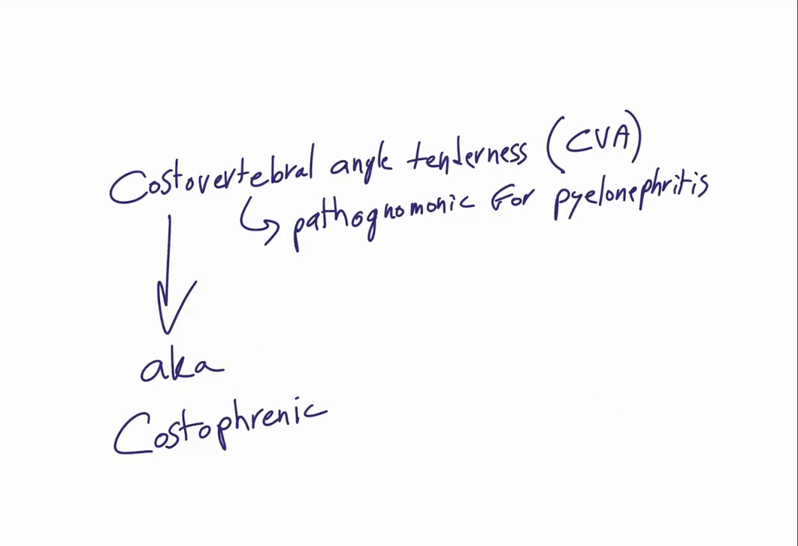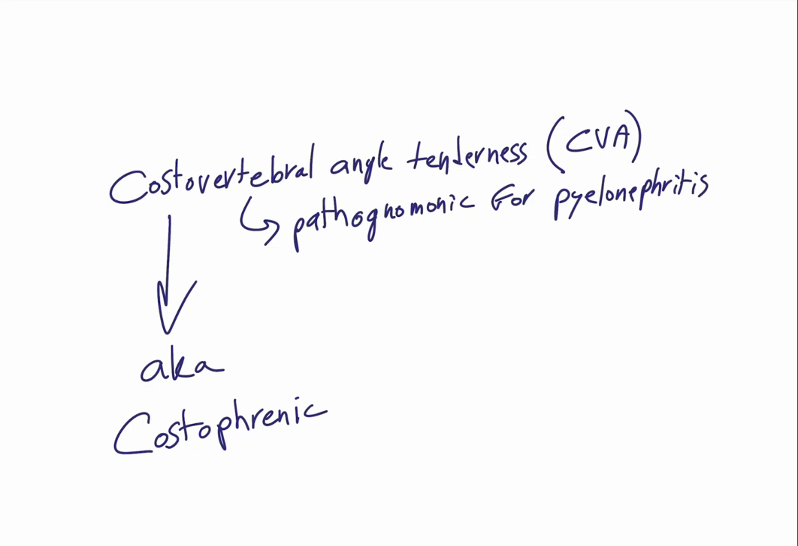Now getting to the costovertebral/costophrenic angle tenderness. Now costovertebral angle tenderness is pathognomonic for pyelonephritis, but in this case they chose to use costophrenic. That's fine. You don't have to worry about it. It's basically the same thing. So costophrenic angle tenderness usually refers to chest x-rays and pleural effusion. However, in this one, they wanted to refer to pyelonephritis. Just accept it. No need to argue with USMLE about it.